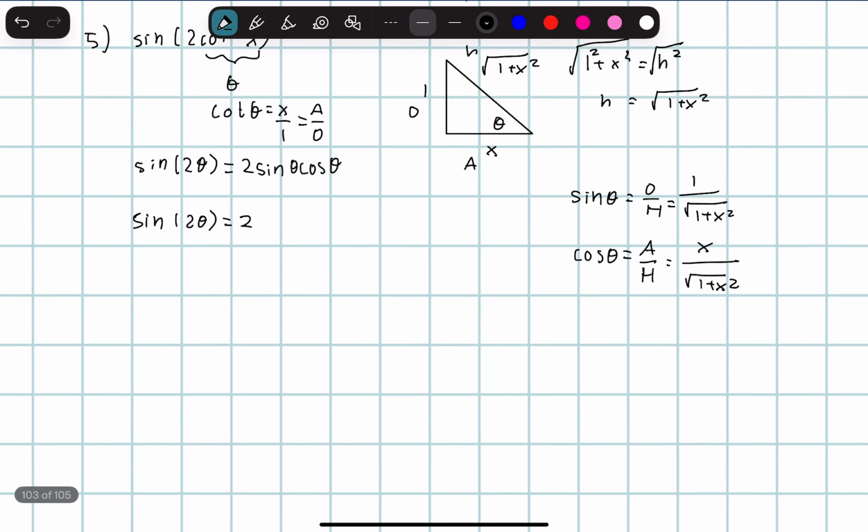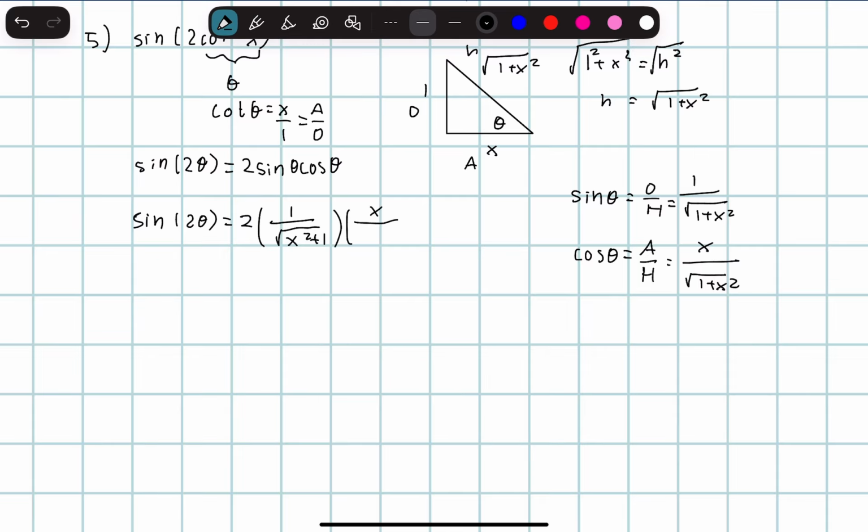Now we can just plug everything in, and it's going to be beautiful. That's the square root of x squared plus 1, and this is x over the square root of x squared plus 1. Now all this is going to simplify to just 2x over x squared plus 1. Now you can box that up.